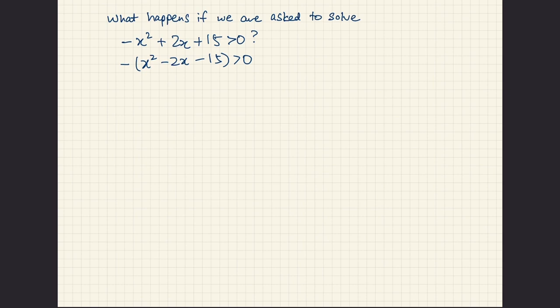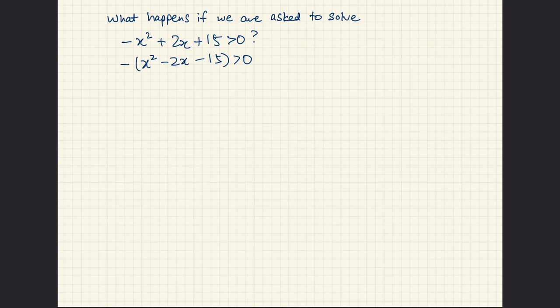So what happens if we are asked to solve negative x squared plus 2x plus 15 greater than 0? Does that mean to say because the coefficient of x squared is negative, we need to sketch a sad curve? Well, no need. Alright, we can also factorize out a -1, leaving the negative sign outside of the bracket, and we have x squared minus 2x minus 15 inside the bracket, and that's greater than 0, as we see here. And then what we can do next is to divide both sides by -1.